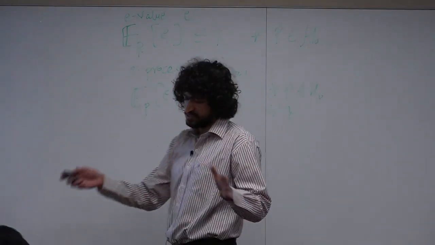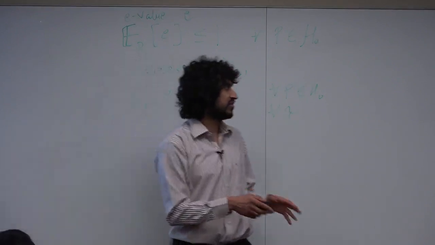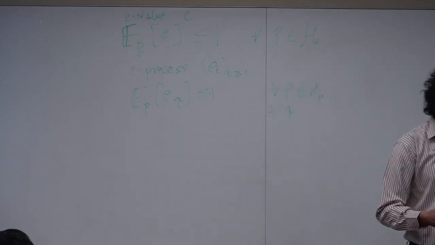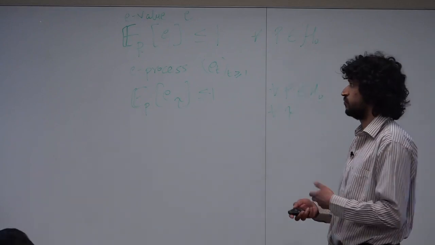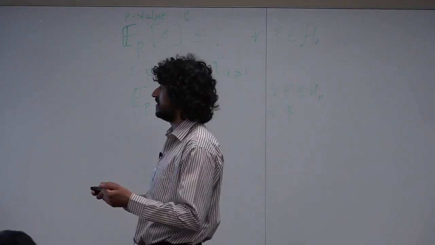And then a summary of yesterday's talk was that testing by betting is a simple framework for hypothesis testing that yields this kind of sequential and anytime valid inference. That is, you can continuously monitor your data, stop at any arbitrary stopping time, and you have valid inference.